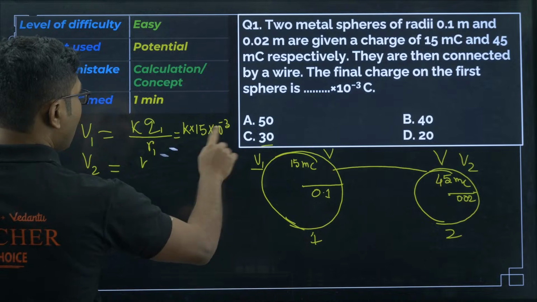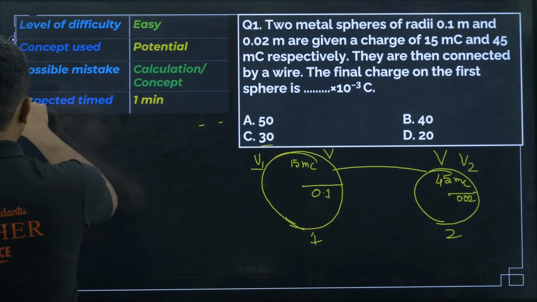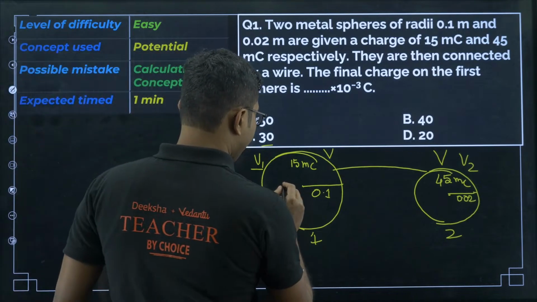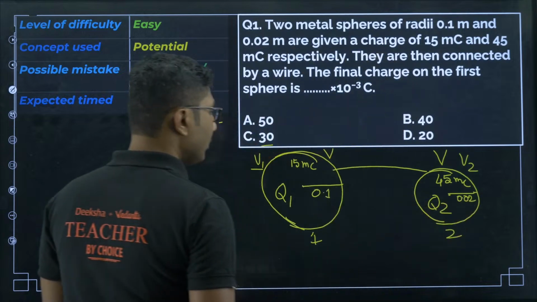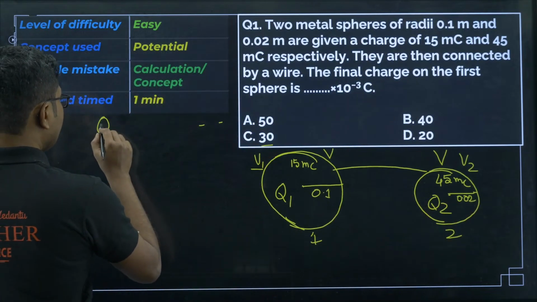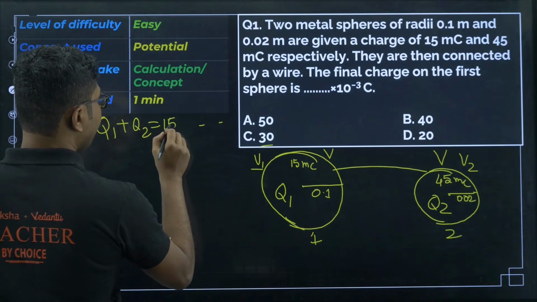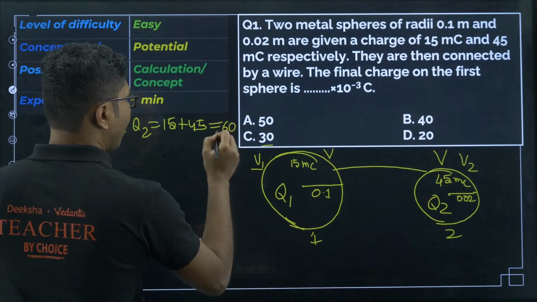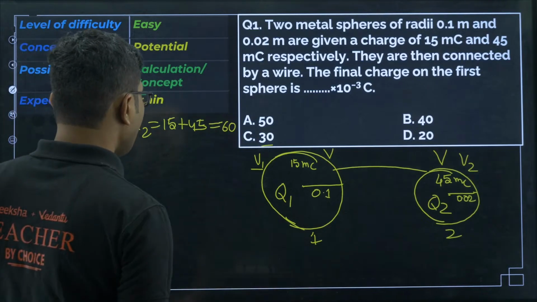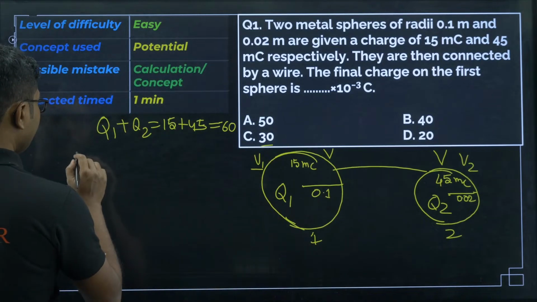The charge on this sphere is, say, capital Q1, and the charge on this one, say, capital Q2. Now from the conservation of charge, Q1 plus Q2 must be equal to 15 plus 45, that is 60 millicoulomb. Now the potentials are the same. So potentials are the same means what?